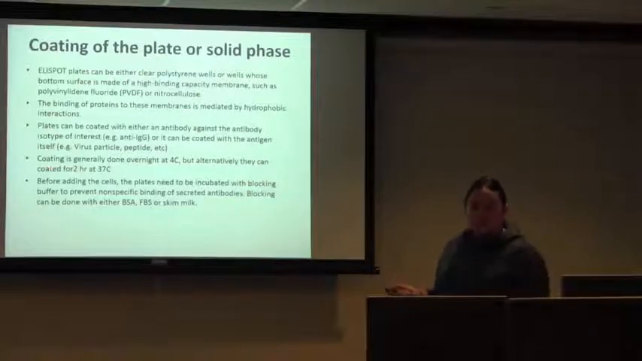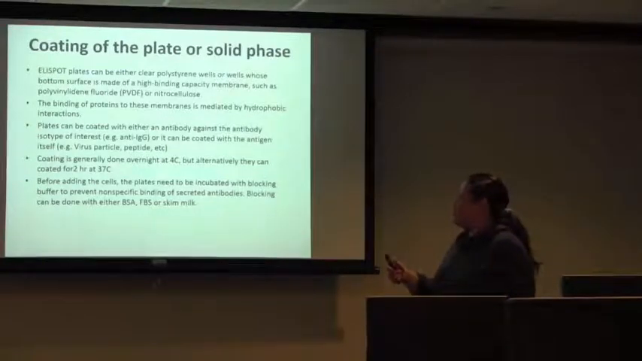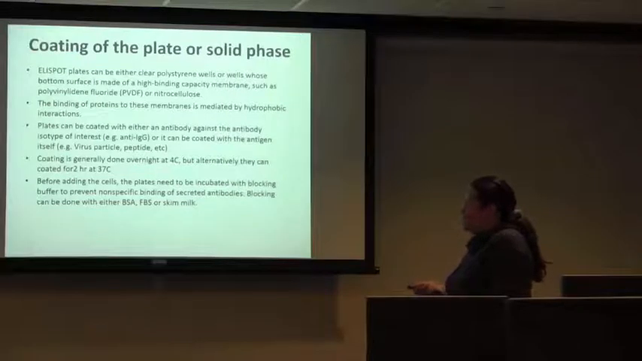The paper that I just showed you also developed a way of coating the plate and blocking it and then drying it out, and you can store those at room temperature for long periods of time, up to 6 months. So you could potentially use this as a high throughput version of this assay when you're looking at vaccinated people.